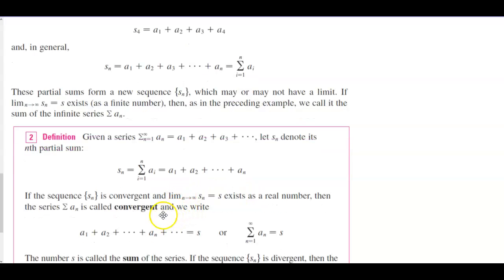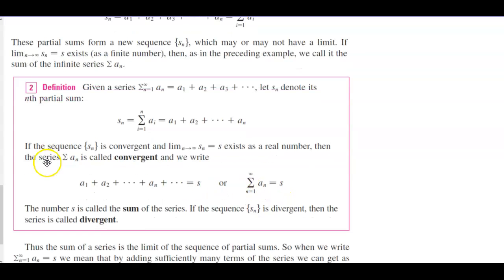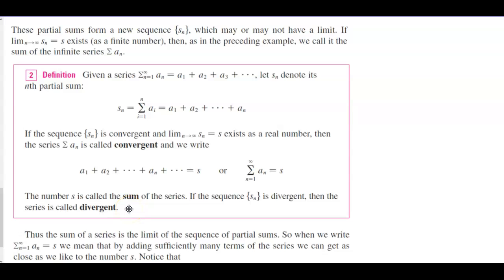Now, if the sequence is convergent and the limit as n approaches infinity of s subscript n is equal to s exists as a real number, then the series a subscript n is called convergent, and we would write the following. The first term plus the second term plus the nth term, as we continue, is going to equal s, or the summation of that sequence going from n is equal to 1 to infinity is equal to s. And this number s is called the sum of the series. If the sequence is divergent, then the series is called divergent.